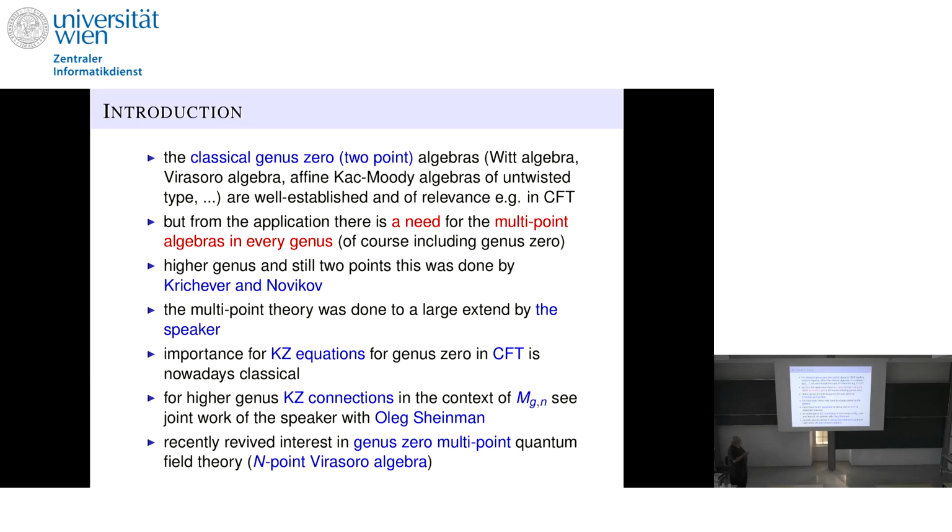And for these algebras there are also local cocycles for genus zero. Sorry, this is nowadays classical, but this can also be done in higher genus, in the context of the moduli space of genus g curves with n marked points, where one can use these Krichever-Novikov multipoint algebras. I did this together with Oleg Sheinman from Moscow.